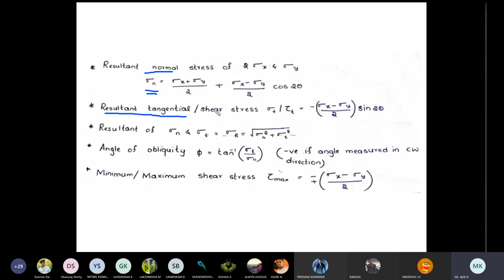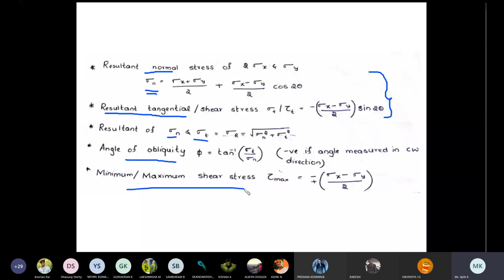And the second equation, resultant tangential stress or shear stress. Usually they will use the word resultant tangential only. That is given by minus of (sigma x minus sigma y) by 2 into sine 2 theta. And the resultant of these two, sigma normal and sigma tangential, is given by the square root of sigma normal square plus sigma tangential square. And the inclination of the resultant plane, phi, is equal to tan inverse of sigma t divided by sigma n.